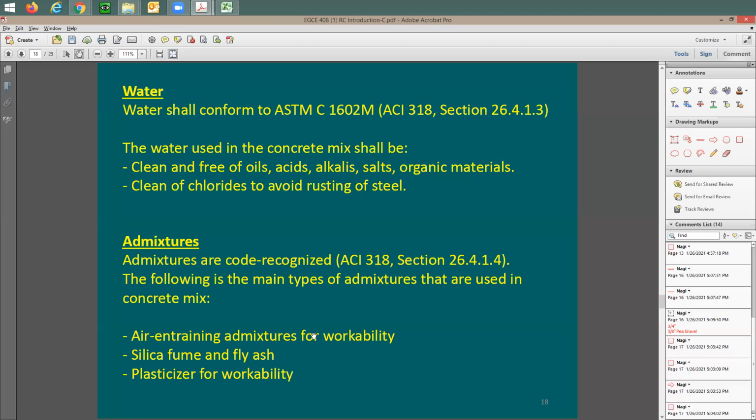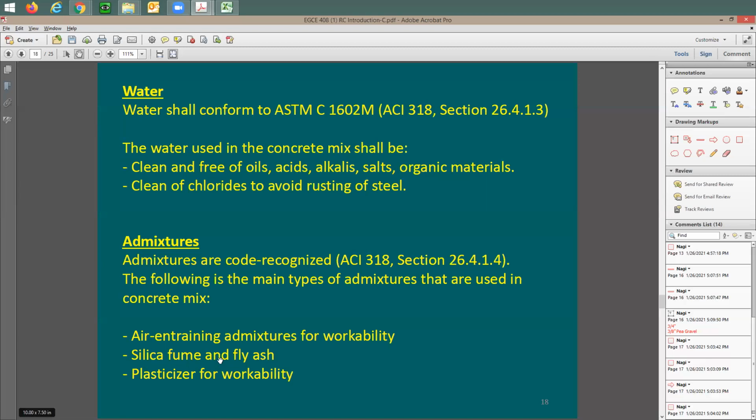So instead of adding more water, because the more water you add, the less strength you're going to end up with in the concrete, you're going to be adding some air entraining admixtures to increase the workability of the concrete, just to make it easy to pour and compact within the forms.